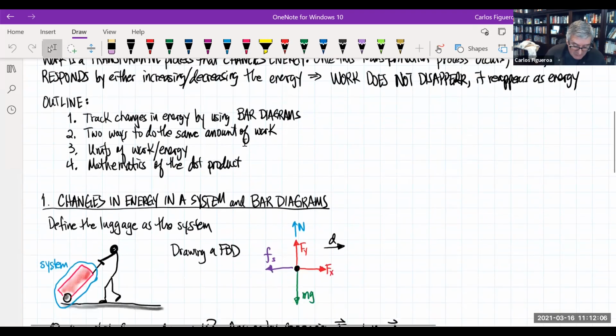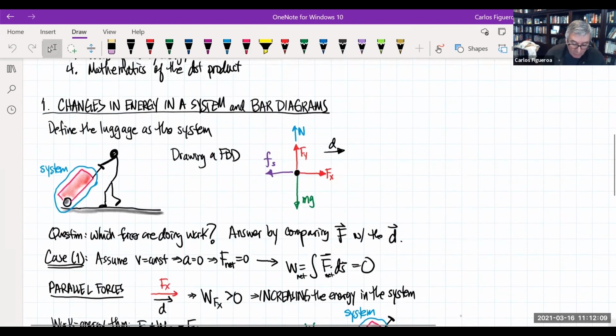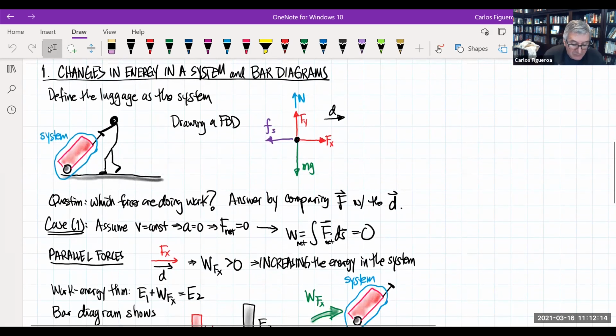So let me just summarize what we did last time. One of the things that we were talking about is changes in energy in the system and bar diagrams. So what I did here is I defined the luggage as my system. And you could see that I used this light blue and defined that as my system. So what I'm going to be looking at is energy flow either in or out of the system. And so as this person is lugging it, we want to look at the forces that are doing work. So I draw this free body diagram.